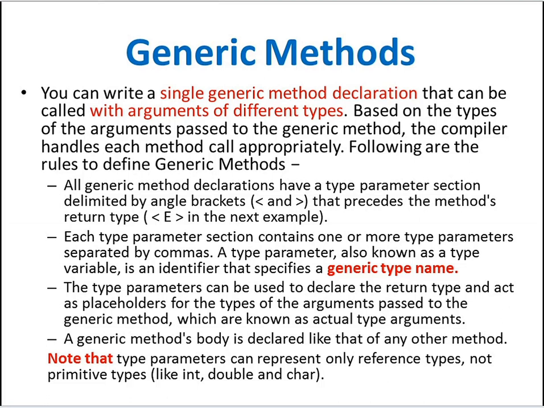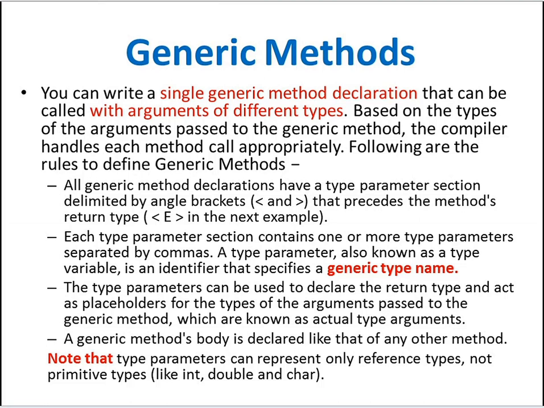Each type parameter section contains one or more generic type parameters separated by commas. A type parameter, also known as a type variable, is an identifier that specifies a generic type name. The type parameter can be used to declare the return type and acts as a placeholder. If you remember, this placeholder will be replaced with the data type of the arguments passed to the generic method, which are known as actual type arguments.